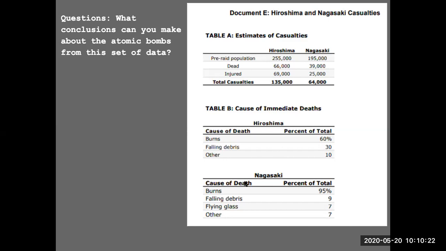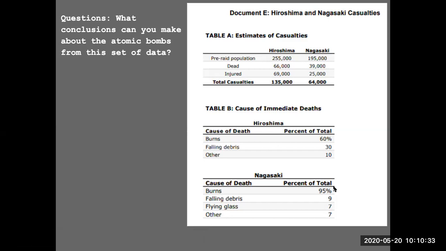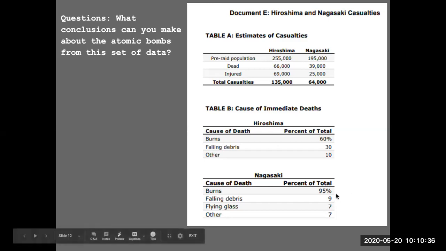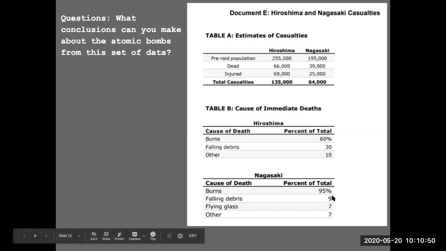In Nagasaki, we have cause of death, burns, percent total, 95%. So 95% of the people who died because of burns. Falling debris is going to be 9%. Flying glass at 7%, and then other is going to be 7%. And I know these ones don't add to 100. I would assume that they would have taken the 5% and kind of broken it down a little bit more. Statistics. Okay.